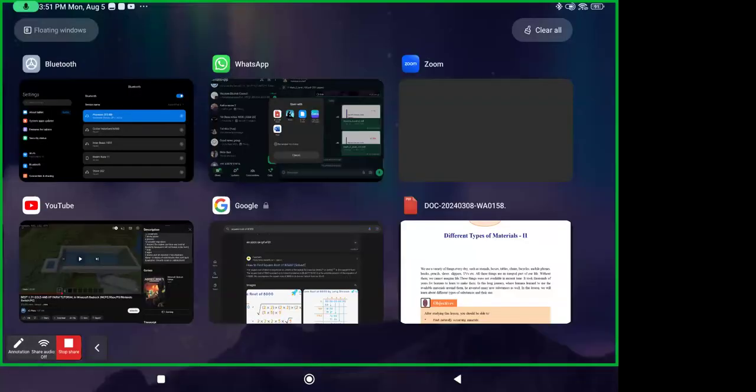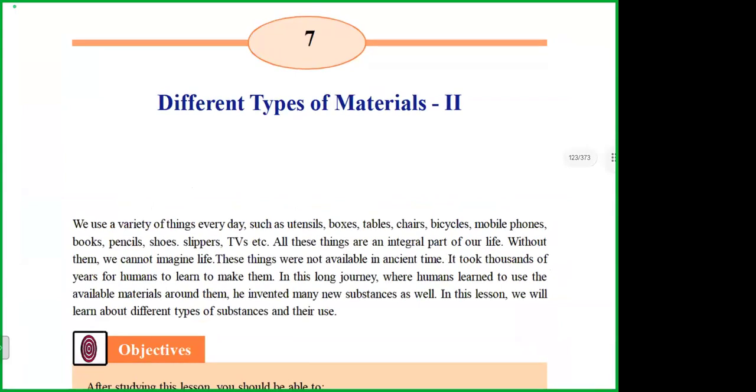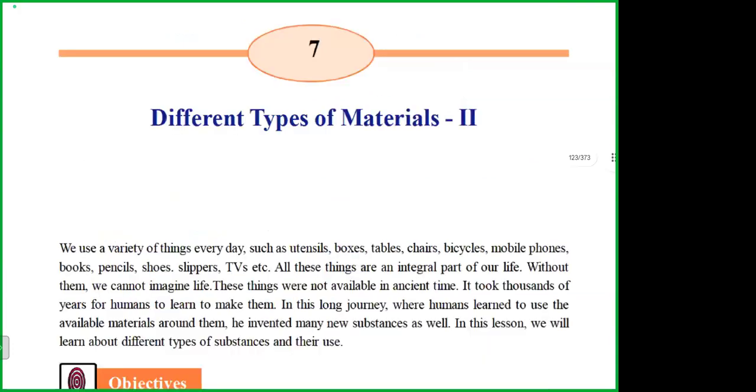Yes, ma'am. Okay, perfect. So this is the second chapter on materials that we are going to start now. In the last class we finished up with types of materials 1. This is types of materials 2. Both the chapters will be there in your quiz. So let's begin with it.